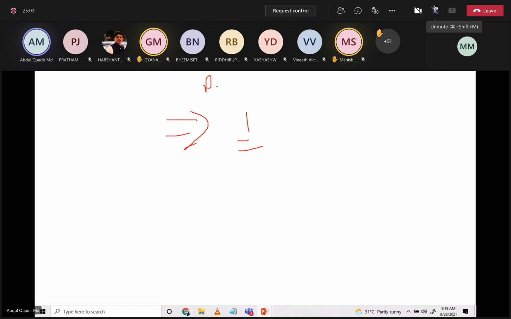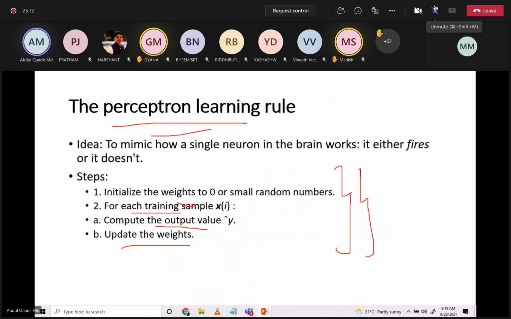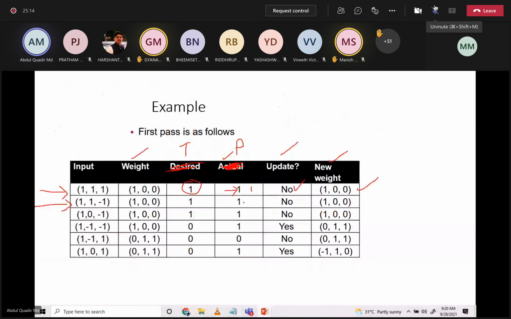This is the predicted value we have got. So now go back to the table. What have we got? 1. But what is the target value given in the table? 1. Are both the same? Yes, sir. Is the weight updation required? No, weight updation is not required. So the new weights are the same.